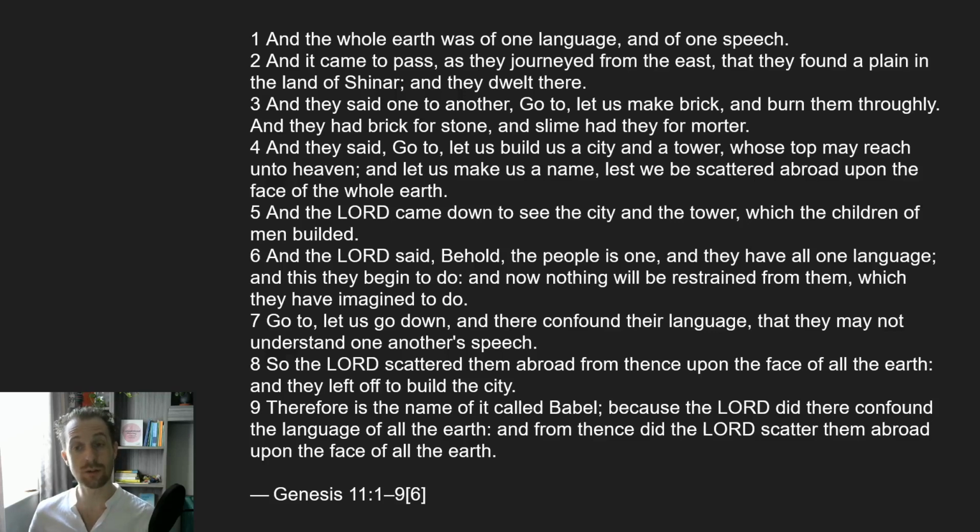And they said, "Go to, let us build a city and a tower, whose top may reach unto heaven, and let us make a name, lest we be scattered abroad upon the face of the whole earth." And the Lord came down to see the city and the tower, which the children of men had builded. And the Lord said, "Behold, the people is one, and they have all one language. And this they begin to do, and now nothing will be restrained from them, which they have imagined to do. Go to, let us go down there and confound their language, that they may not understand one another's speech."